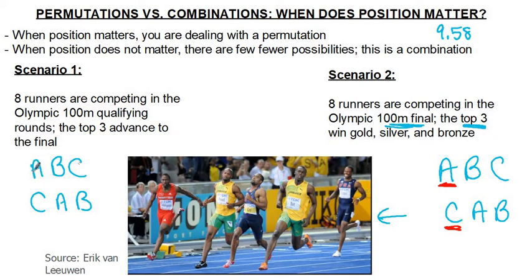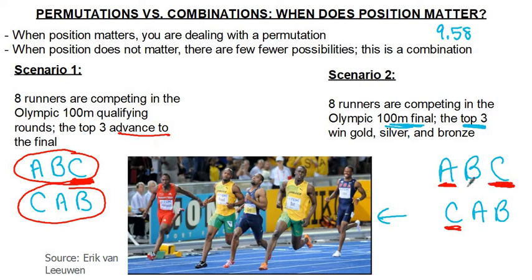So hopefully you can see the difference. In the first case, Charles is not unhappy here, even though he finished in third, he still gets to go to the final. In scenario 2, Charles is not as happy as he would be if he were in Albert's position, because Albert gets the gold. So in the case where position matters, which is this one, we call that a permutation. The order does matter in this case.